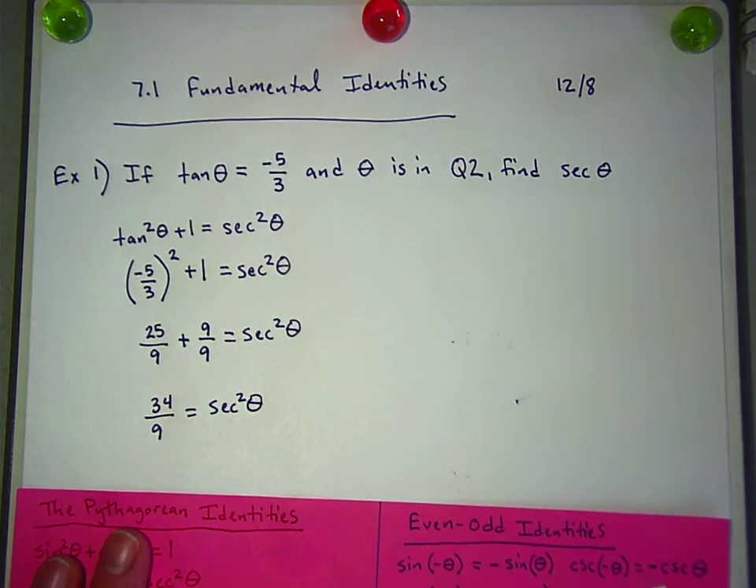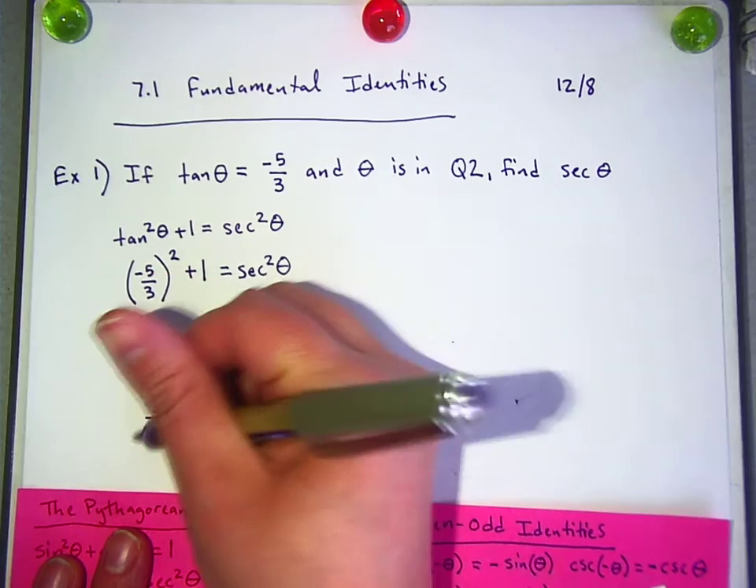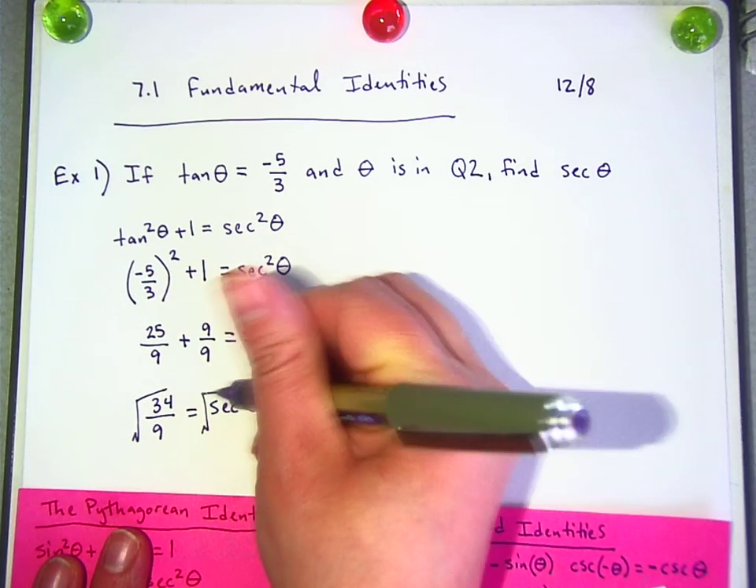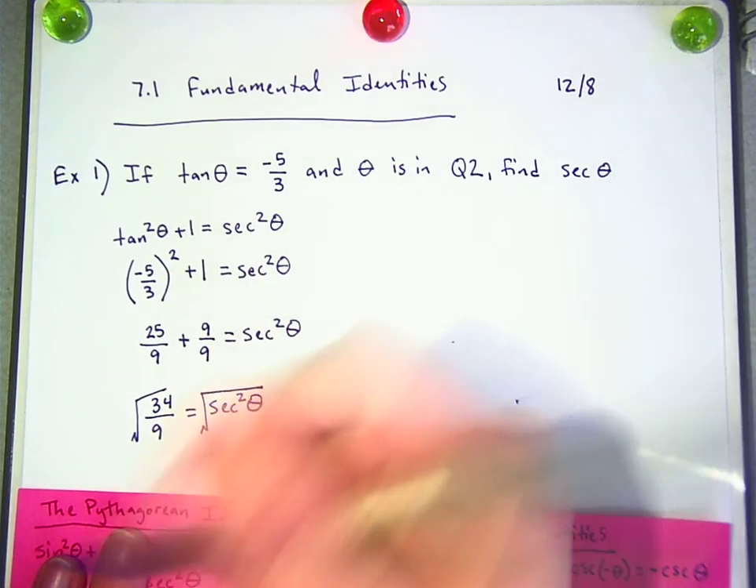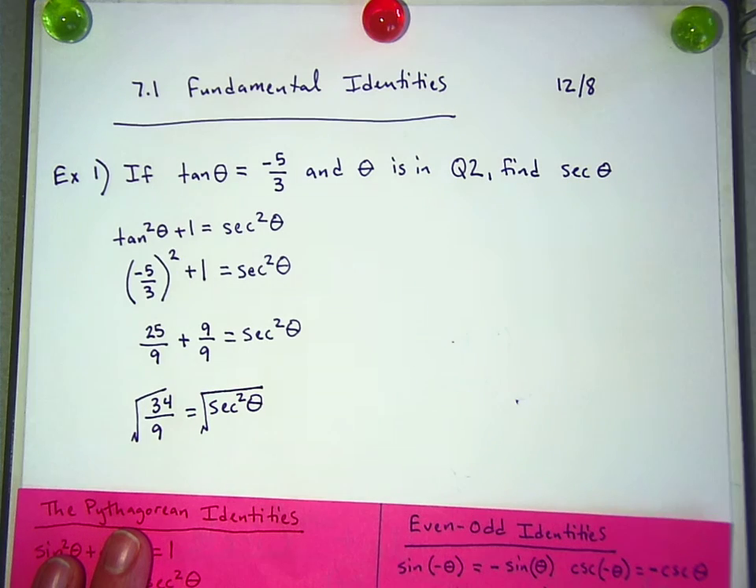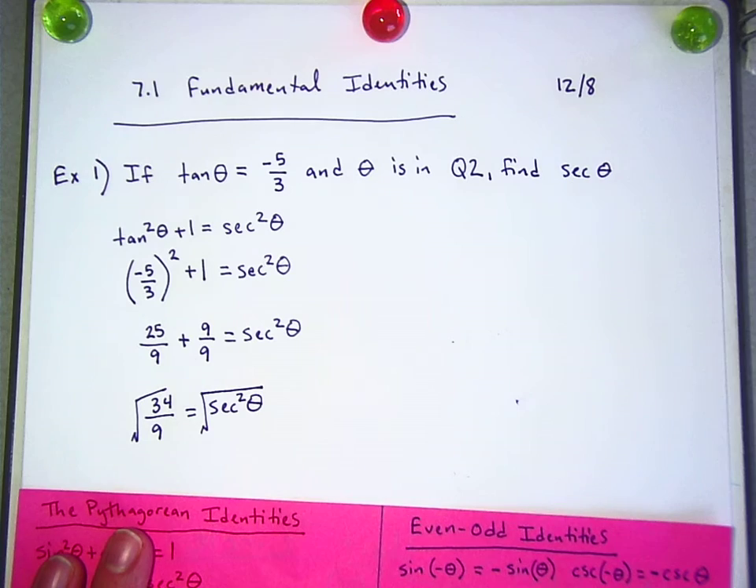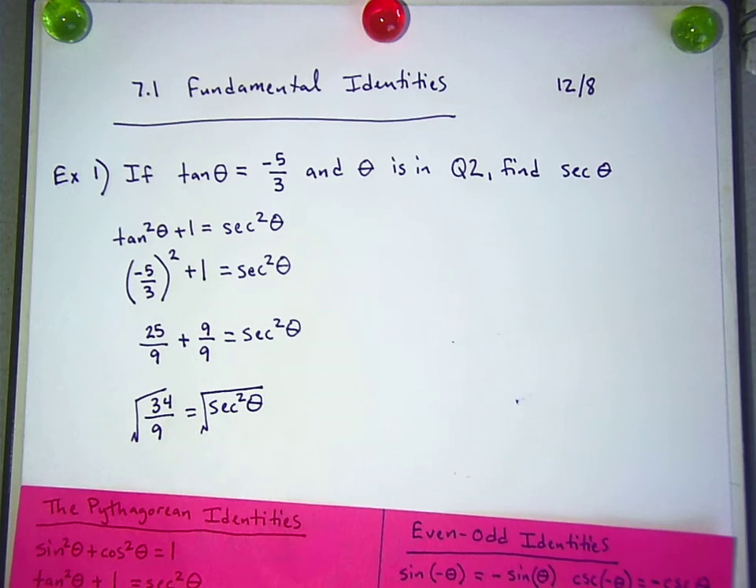What should we do now to get secant theta by itself? And square root. I love that like 3 of you at the exact same moment in time did this. Do you guys remember what you do if you take a square root of something always? If you do a square root, what do you always have to do when you're solving a problem? Well, yeah, but there's a special thing with square roots. Anybody remember?